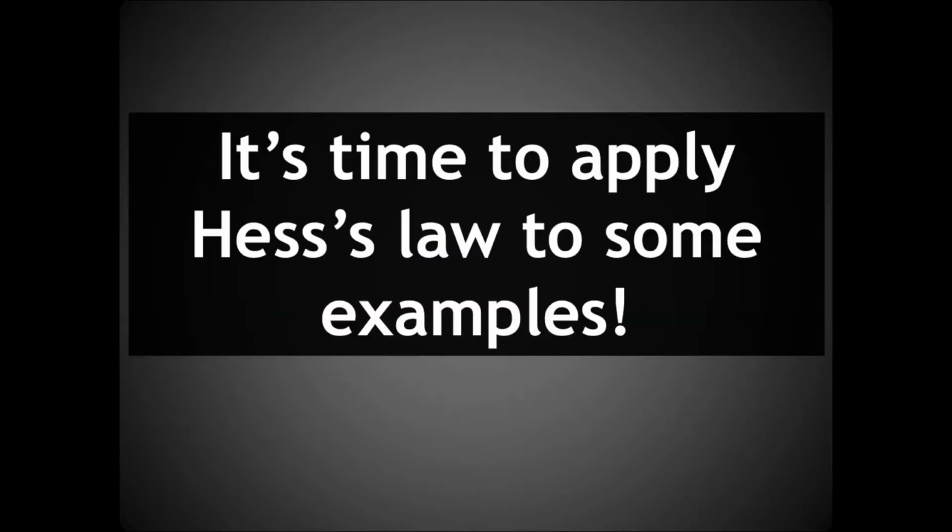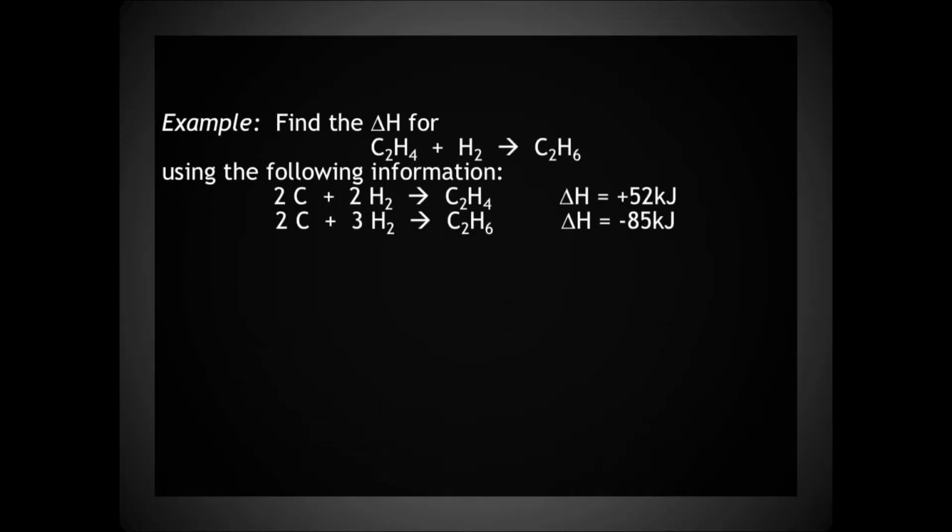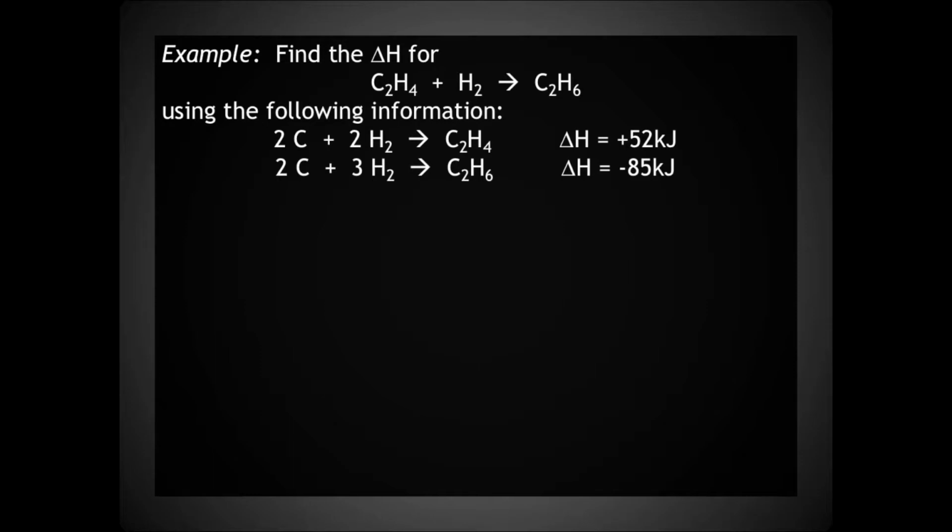All right, so here's what the questions will look like on your test regarding Hess's law. This will be everything you're given on the test. It'll say, find the delta H for this equation, using the following information. So we have 2 equations and enthalpies here, but we only have 1 equation here with no enthalpy. So we're trying to find the enthalpy for this.